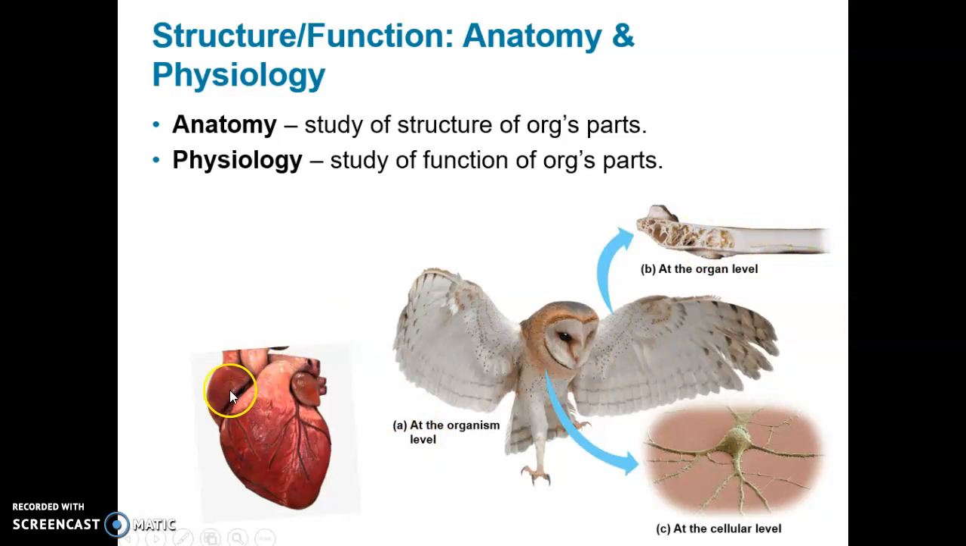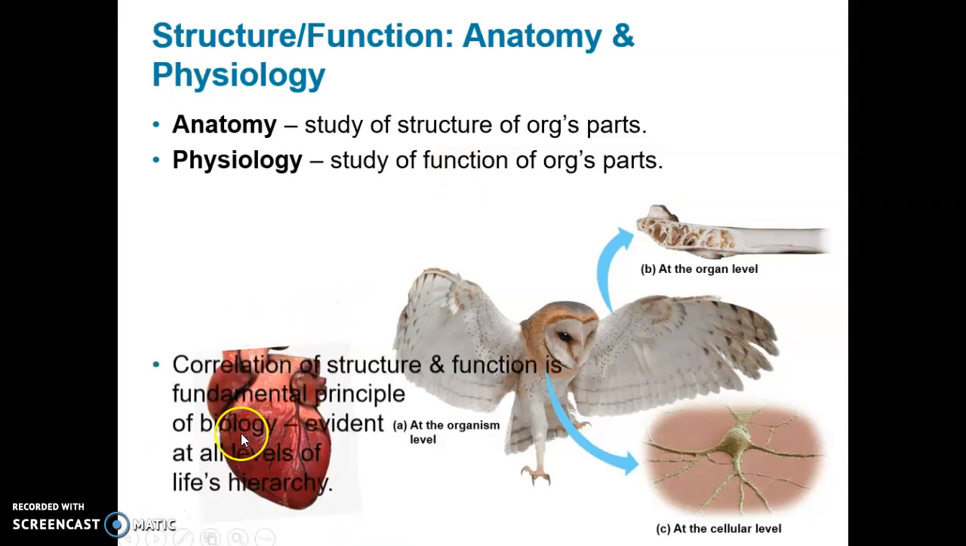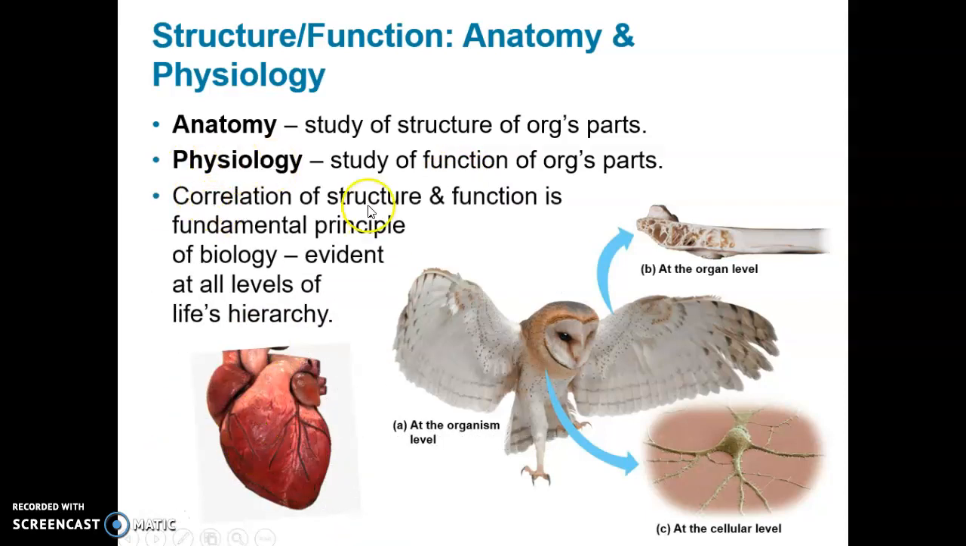Or say the shape of the heart allows it to do its particular function, and that is to contract the chambers of the heart, and in doing so moving blood through the heart and pumping blood out of the heart. So that's the function of the anatomical structures of the heart. So there's always a correlation between structure and function and physiology and anatomy.